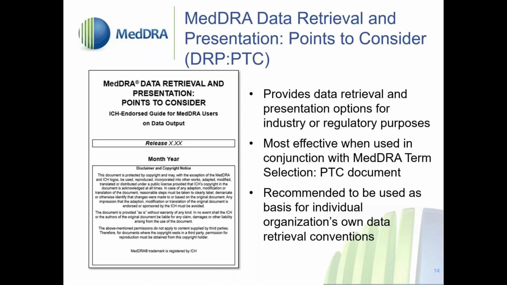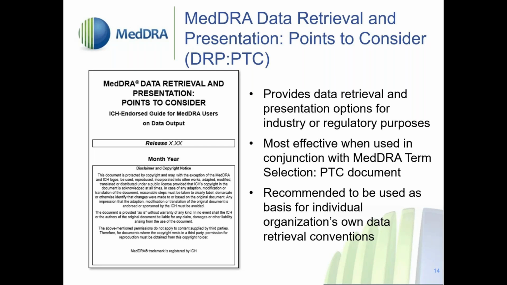So ICH has created an ICH-endorsed guideline that provides data retrieval and presentation options for use by the industry and for regulatory purposes. Of course, the most effective use of this document is in conjunction with the MedDRA Term Selection Points to Consider document. And when we say term selection, we do mean coding, because when you are coding with MedDRA, basically what you're doing is selecting an existing term within MedDRA at the lowest level, the lowest level term, or what we call the LLT. That's coding with MedDRA. That's term selection.